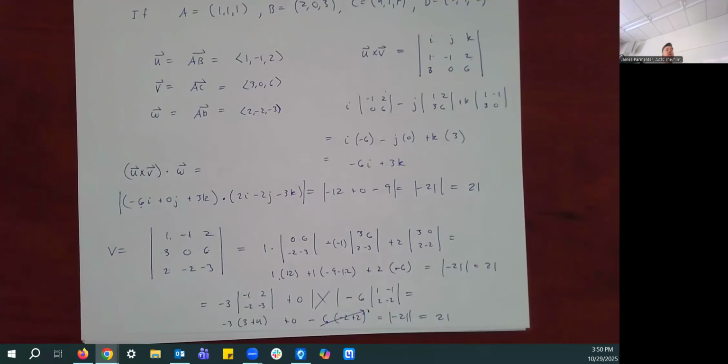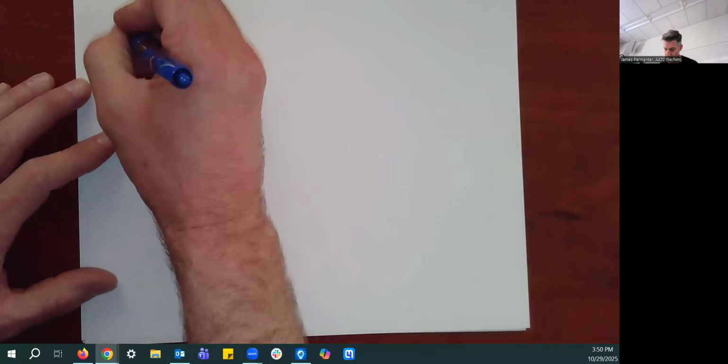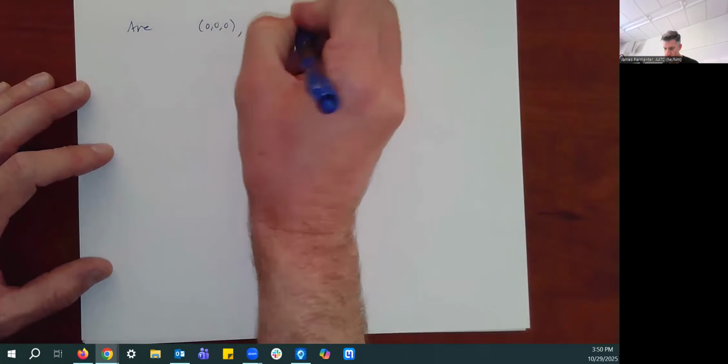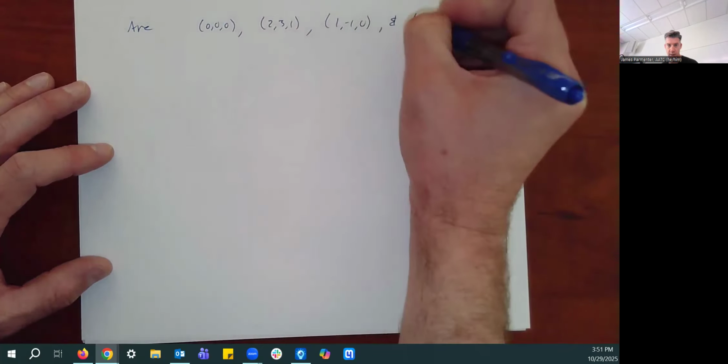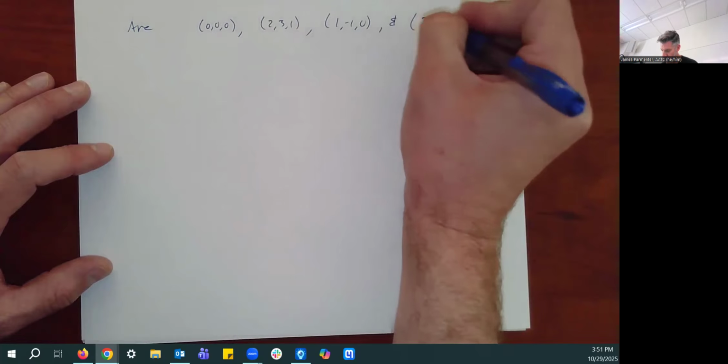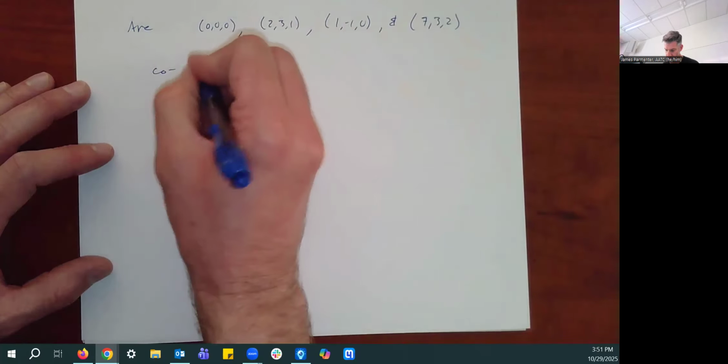So one thing you can use this for is to answer the question, are these 4 points coplanar? Are the points 0, 0, 0, 2, 3, 1, 1, negative 1, 0, and 7, 3, 2 coplanar?